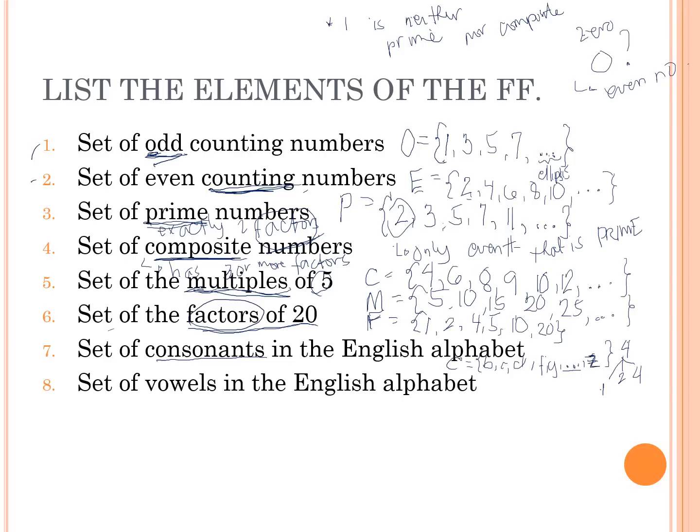So unlike the examples for 1 to 5, which have an infinite number of elements, number 7 has a finite number of elements.